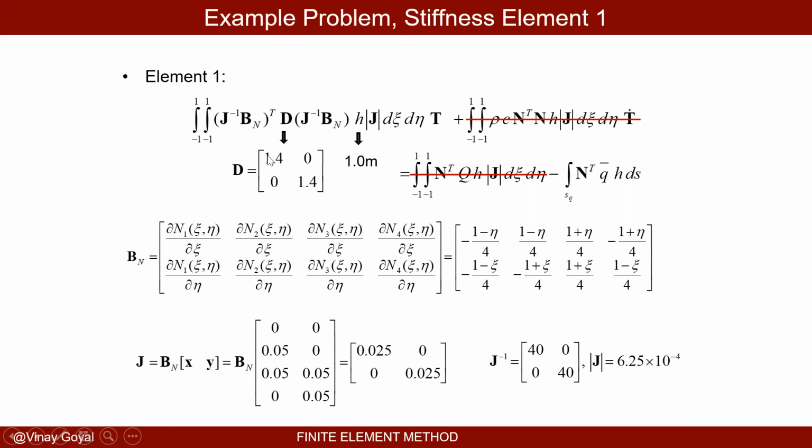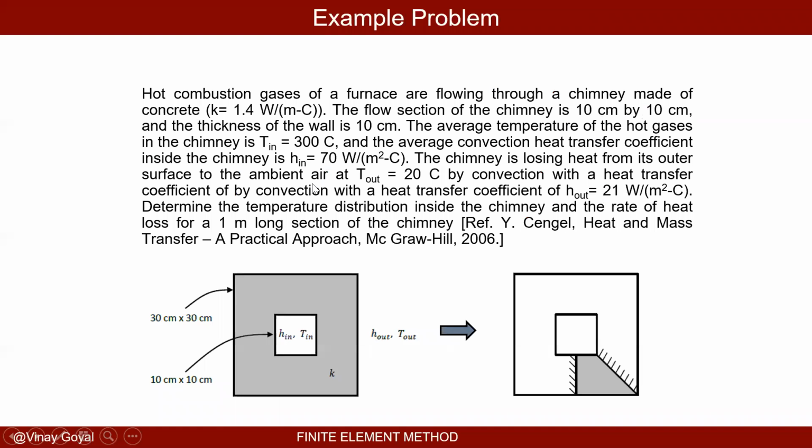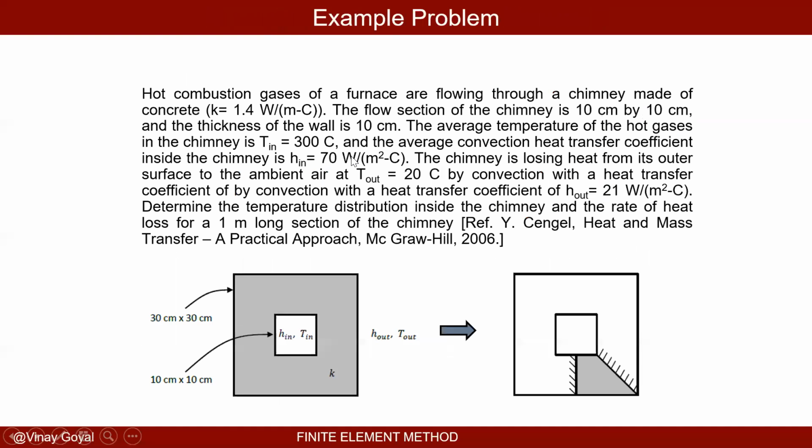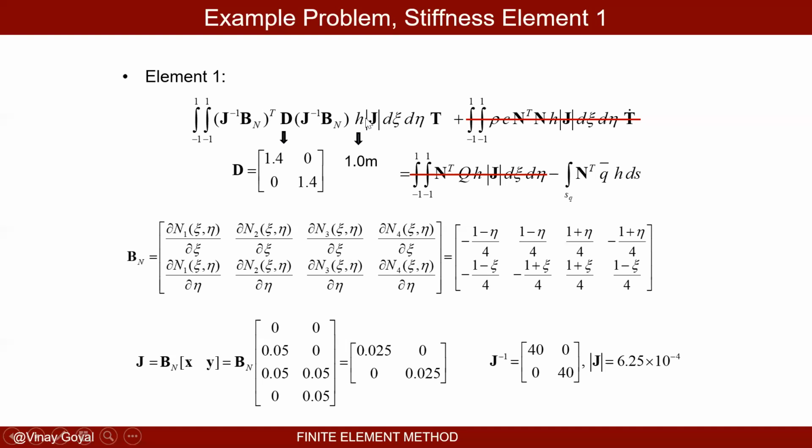D bold has 1.4, 1.4 in the diagonal terms, and that comes from the conductivity of the material. So that's easy. H, which is the thickness or out-of-plane dimension of the wall, we say is a 1 meter long section of the chimney. So that's where the H comes from. What else? We have to calculate B bold N, which is this whole thing here. Those derivatives are easy to calculate. They're just these ones here. So nothing fancy there. So B bold N is all of that.